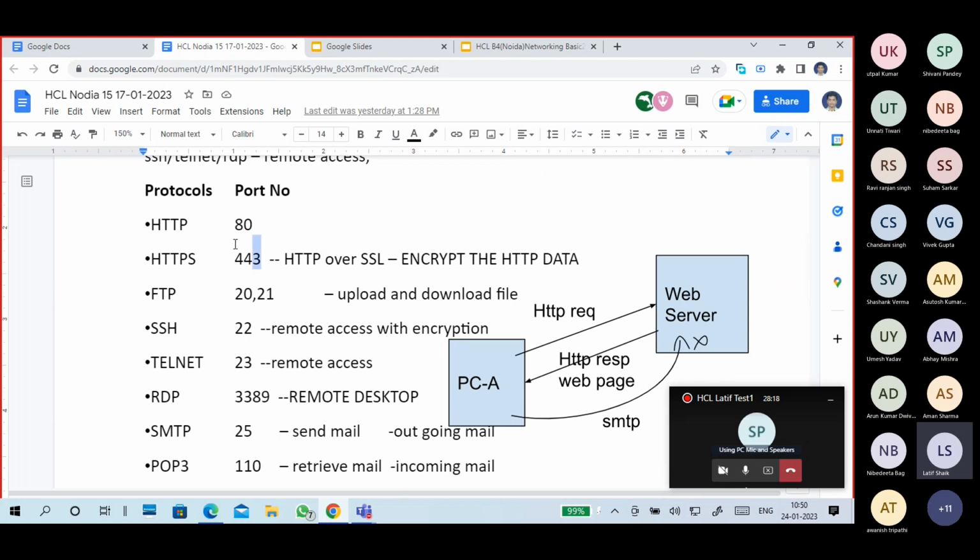And there is a question: what is the difference between HTTP and HTTPS? With HTTP, the data you are sending and receiving is not encrypted. With HTTPS, that is HTTP over SSL or TLS, whatever data you are sending and receiving is in encrypted format. So if anybody catches your packet while you are transmitting or receiving data, they don't get the content of the data.